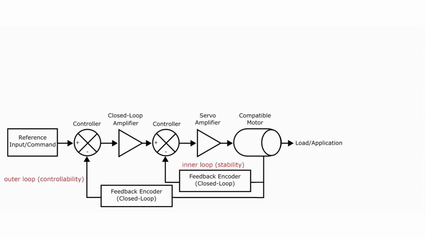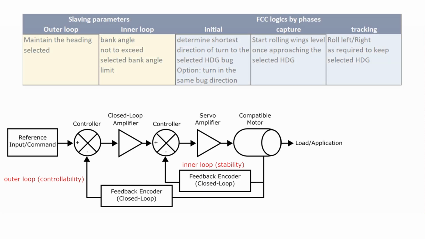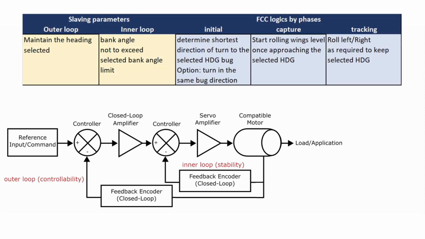Now, you remember we spoke about the outer loop for the stability and controllability. Let's review what will be, from the software point of view, so from a computer, what will be the logic that the autopilot has to follow for those two loops. Okay, so the outer loop is obviously maintaining the heading selected. That's the target of the outer loop. The target of the inner loop is to limit the bank angle so as not to exceed the bank angle limit.